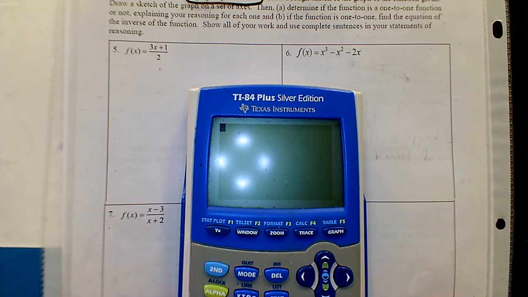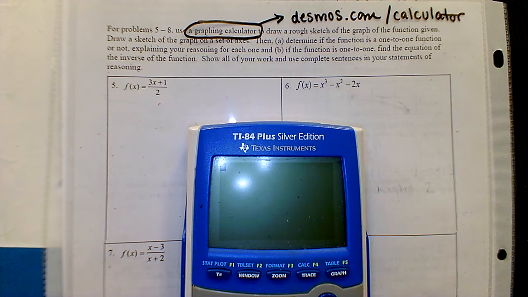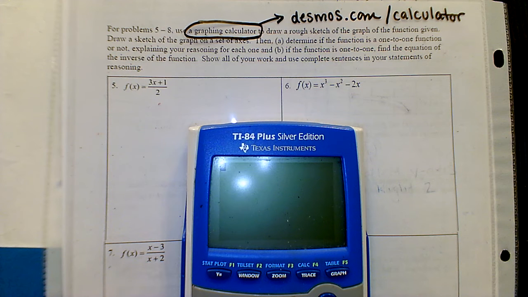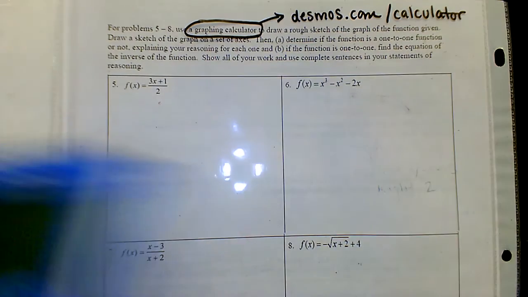Okay, so if we look at the directions, it says using a graphing calculator, draw a rough sketch of the graph that's given to you. Then determine if the function is one-to-one or not, explaining how you know. And then if the function is one-to-one, find the equation of the inverse. This is basically what we did on the last 3 examples with those equations. We're going to apply it to this homework. Show all of your work and use complete sentences for everything.